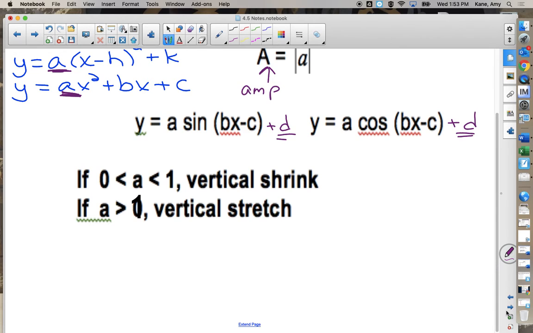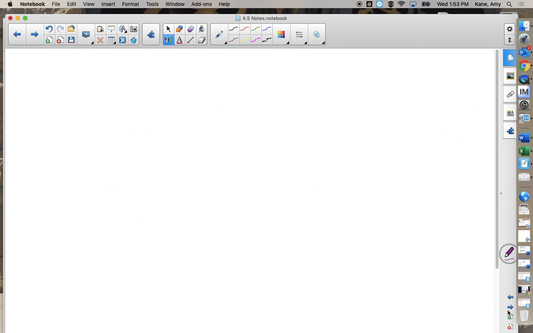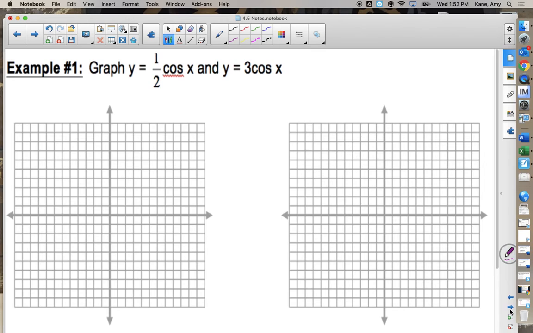So you have 2 graphs underneath, both cosine, if I can find them. Here we go. The one says y equals 1/2 cosine. So what's going to happen with that graph because of the 1/2? It's going to shrink, because instead of going up to 1, we're doing half of that. And then the second one you have is 3 cosine x. And the 3 is going to make it stretch.